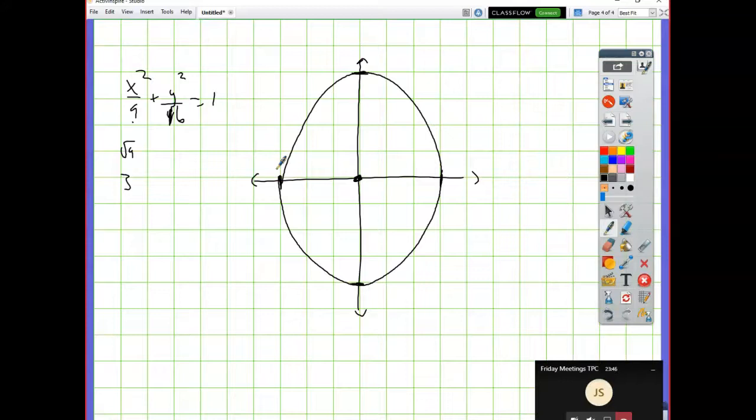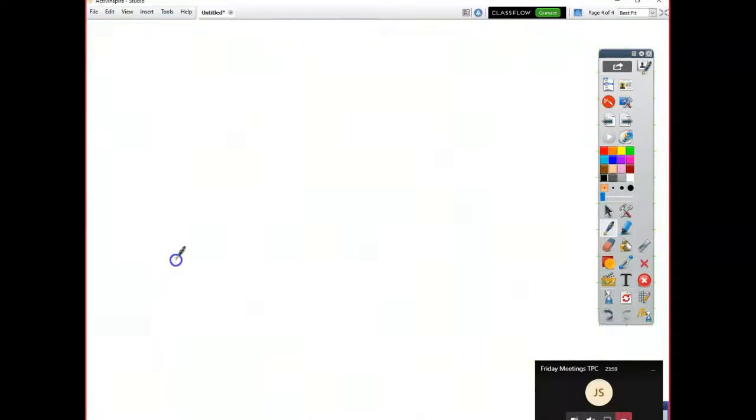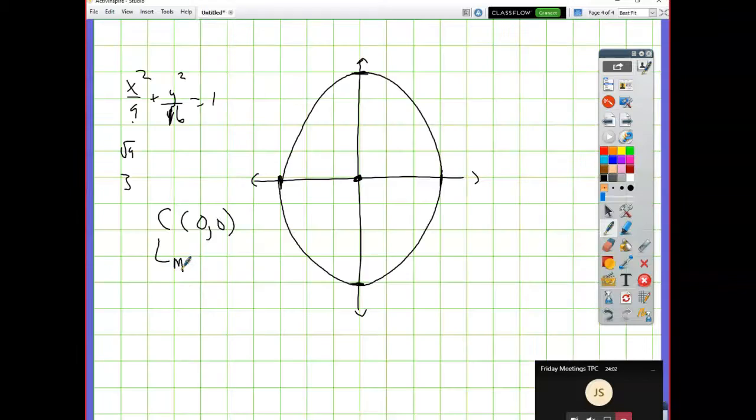Okay, now I got a list of things I need to find. Where's the center? The center we just said was at 0, 0. I'm going to skip foci temporarily. What's the length of my major axis? That'll be the longest length, which is, I heard somebody say it, 8, thank you. And then my minor axis is 6. Love it.